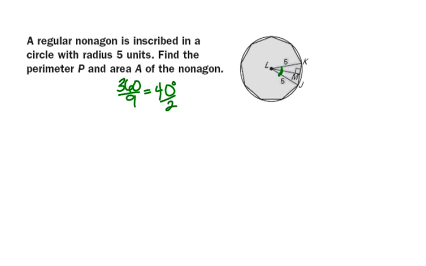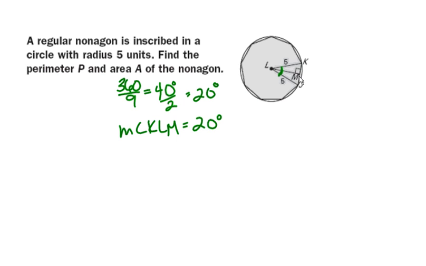So I'm going to divide that by 2, and that gets me 20 degrees. So the measure of angle, let's say, for example, KLM, equals 20 degrees. Here's why that's important. Because once I have an angle and a side, then I can go ahead and use trig to find any other pieces that I'm missing.